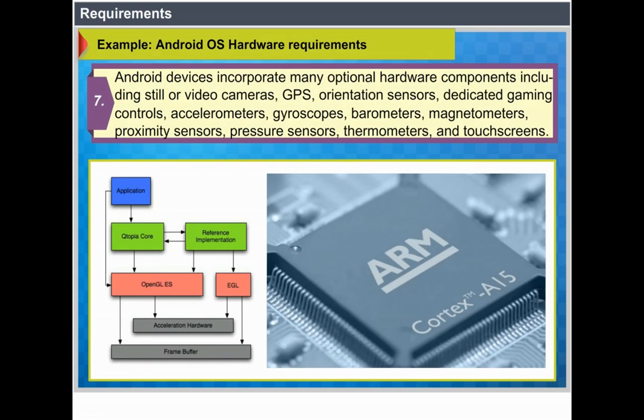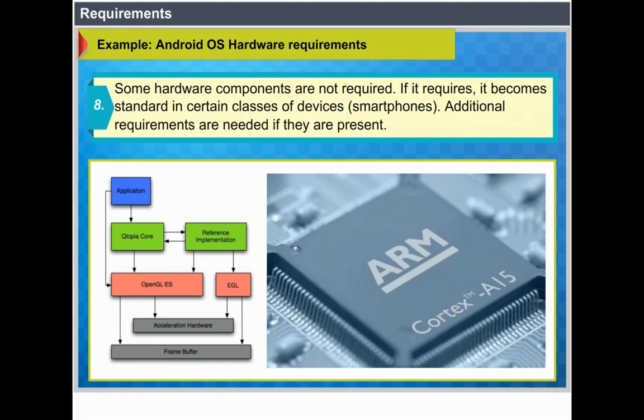applications. Android devices incorporate many optional hardware components including still or video cameras, GPS, orientation sensors, dedicated gaming controls, accelerometers, gyroscopes, barometers, magnetometers, proximity sensors, pressure sensors, thermometers, and touchscreens. Some hardware components are not required but became standard in certain classes of devices such as smartphones, and additional requirements apply if they are present.